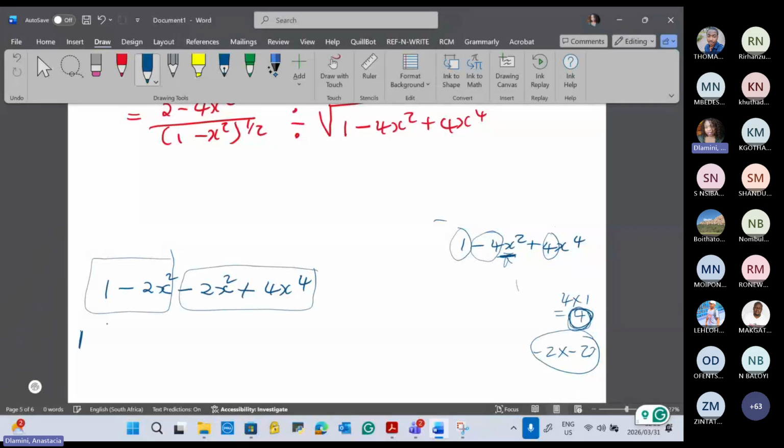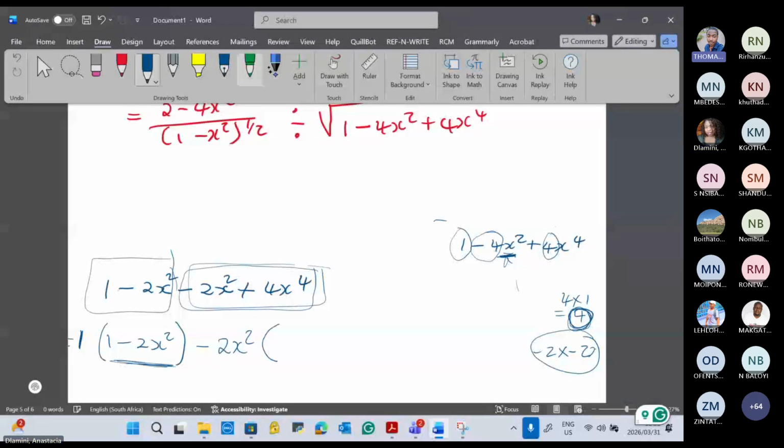Then you open bracket, you factor out, and you remain with 1 minus 2x squared. Now, the second part, you need to make sure that inside the bracket you also have 1 minus 2x squared. So what are you going to factor out here? Minus 2x squared, so that the inner one is also 1 minus 2x squared.